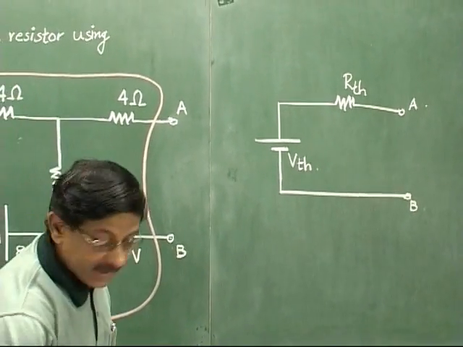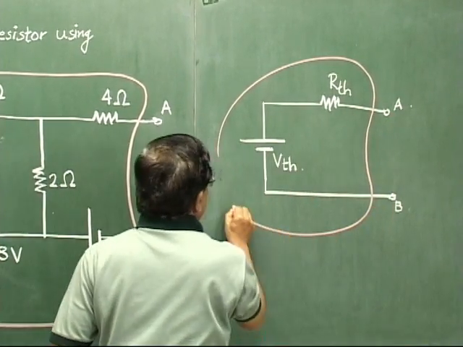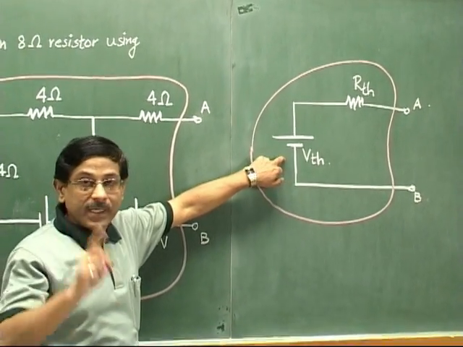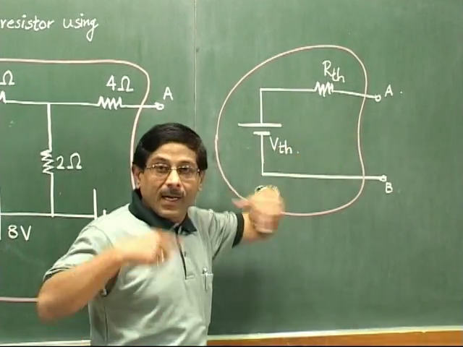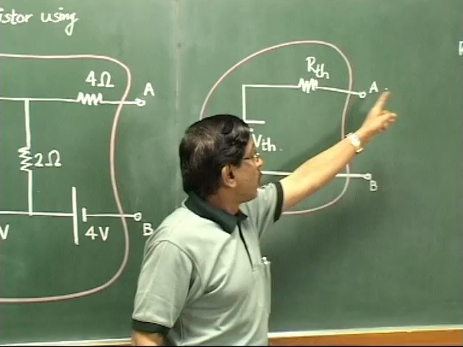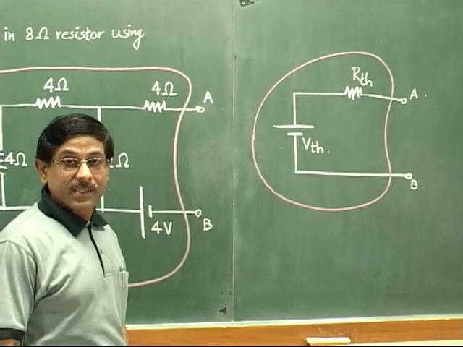So what we did in Thevenin's theorem was that the entire circuit in this box was finally represented with a single equivalent voltage VTH and a single equivalent resistance RTH. Then later on we reconnected the load resistance across these 2 points. That was the central idea of Thevenin's theorem.